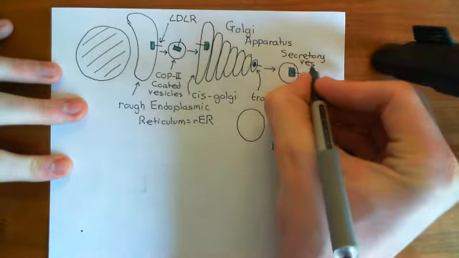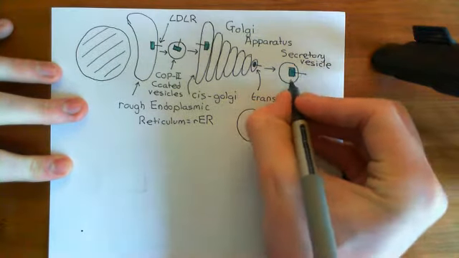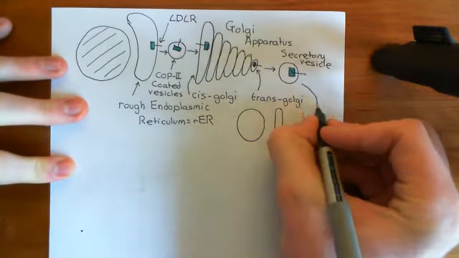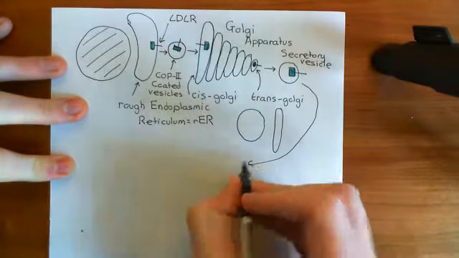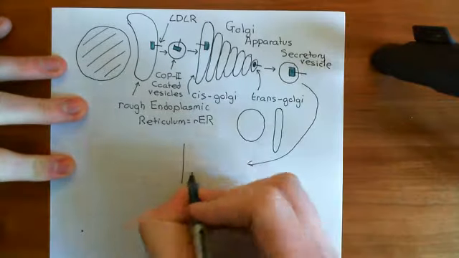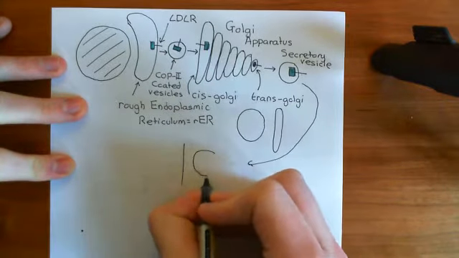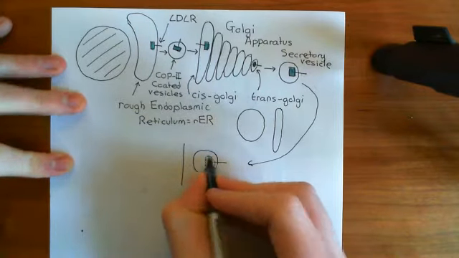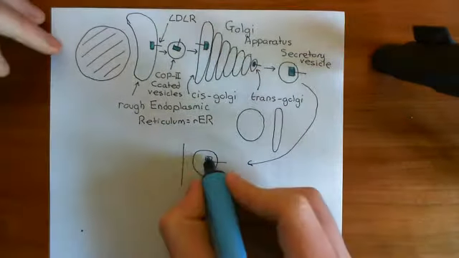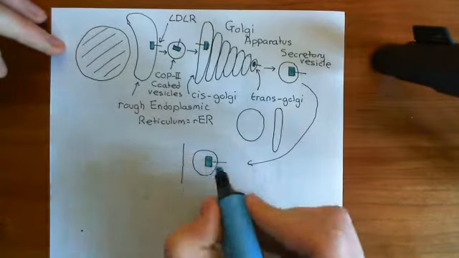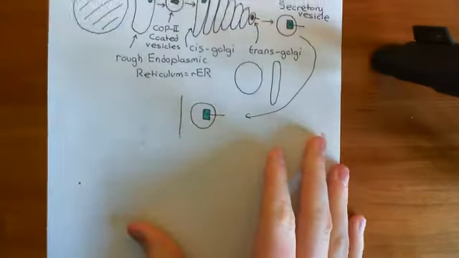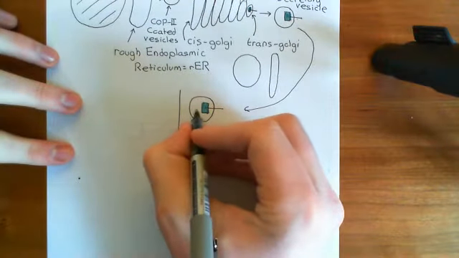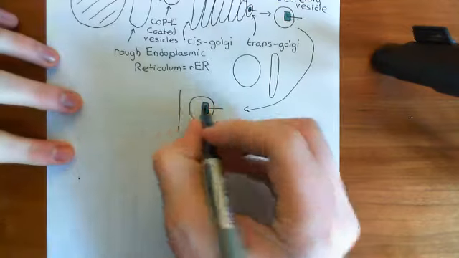Now this secretory vesicle will take this LDL receptor to the plasma membrane. So it's now going to go to the plasma membrane. Let's draw the plasma membrane here, and here comes our secretory vesicle with the LDL receptor inside it. And I'll draw that ligand binding domain of the LDL receptor in blue here. What will then happen is this secretory vesicle will fuse with the plasma membrane.